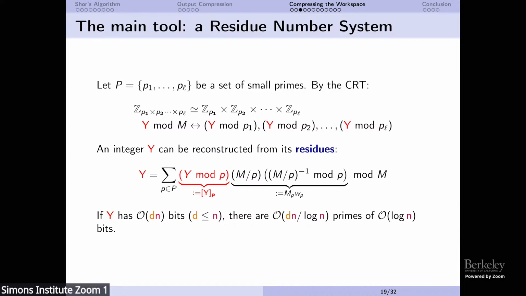And this is usually used to reduce the depth of circuits, because when you compute on the residues, you're able to compute in low depth. And then you can reconstruct your integer from the residues. In our case, we absolutely don't do that. We use this instead to compute in low width.